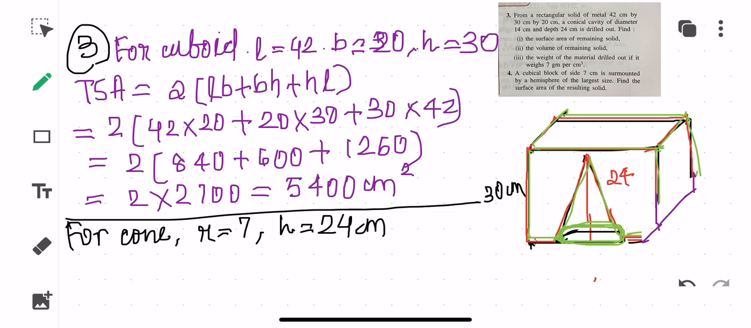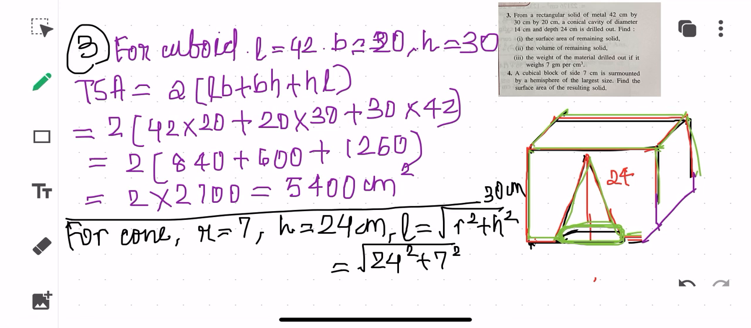Okay, so for calculating the surface area, it's evident that I need to know the slant height. So L is equal to root over of R square plus H square. So this in turn is equal to root over of 24 square plus 7 square. When you calculate, this comes out to be 25, children. 576 plus 49 is 625, whose root is 25.